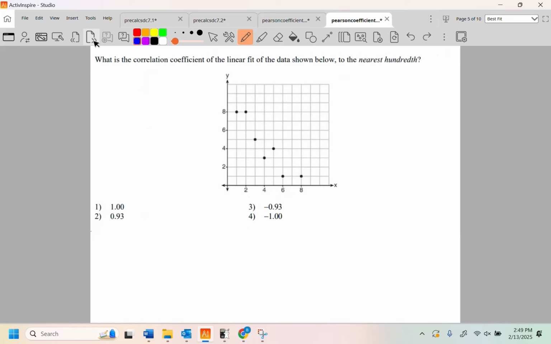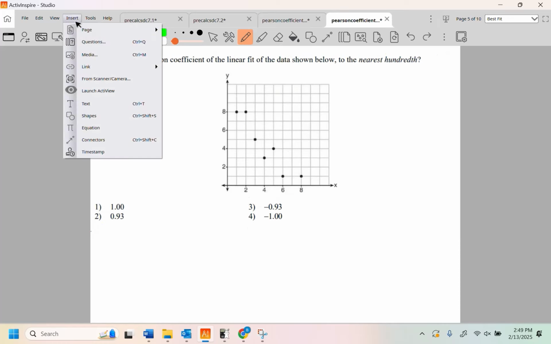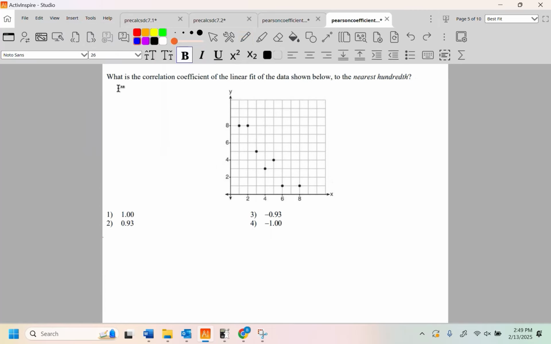Moving forward again, what is the correlation coefficient of the linear fit of the data shown below to the nearest 100th? You're going to have to use your calculator to do this. First off, let's go ahead and make a small table. So this will make it quicker. X is 2 and Y is 8. Sorry, I also missed the first one. X is 1 when Y is 8.